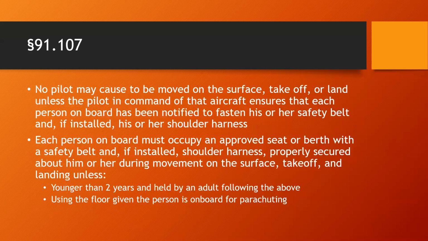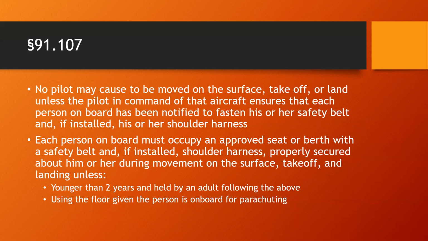Part 91.107. No pilot may cause an aircraft to be moved on the surface, take off, or land unless the pilot in command of that aircraft ensures that each person on board has been notified to fasten his or her safety belt and, if installed, his or her shoulder harness. Each person on board must occupy an approved seat or berth with a safety belt and, if installed, shoulder harness properly secured about him or her during movement on the surface, takeoff, and landing, unless younger than 2 years and held by an adult, or on board for parachuting.